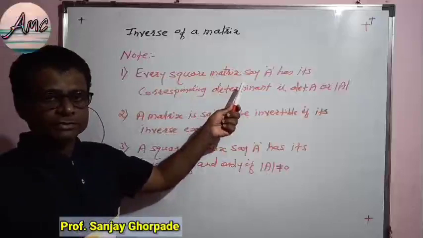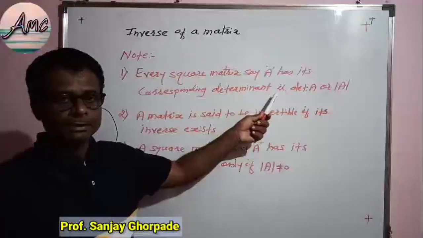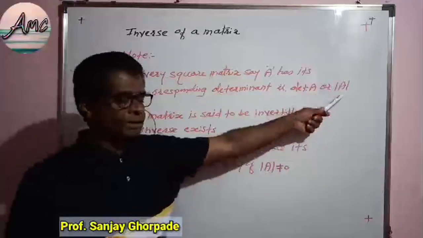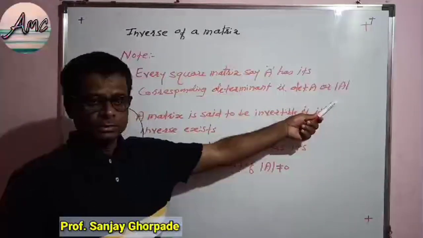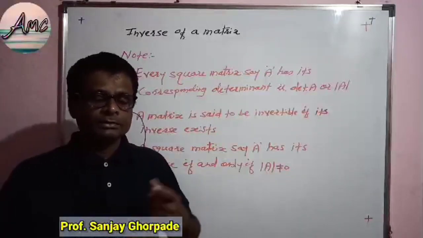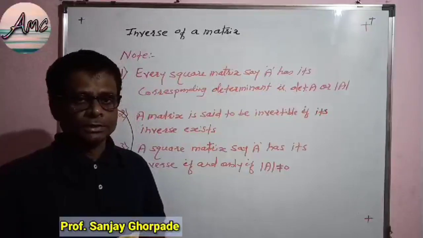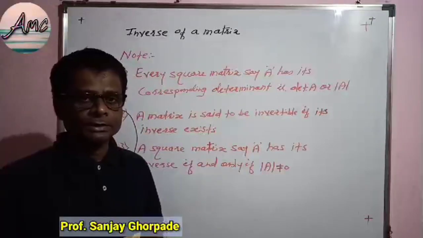So you have to remember note number 1. Every square matrix, say A, has its corresponding determinant, that is determinant of A, or in symbol, determinant of A. What is the meaning of this? If the given matrix is A, then it is possible to write its determinant. It is possible to obtain its determinant.